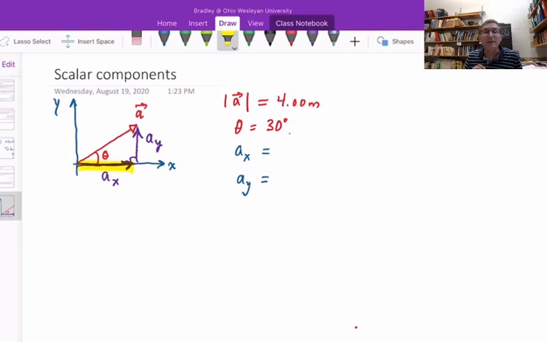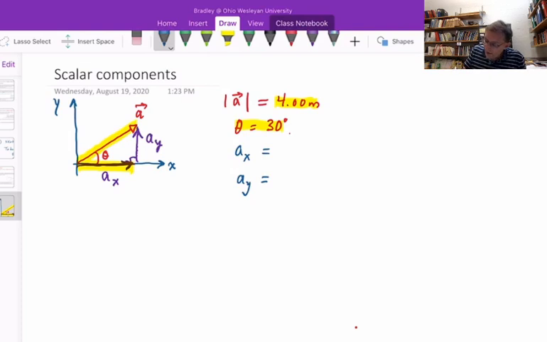What I want is that side right there. I want A sub x. Let's start with that, right? That side, notice, is adjacent to the angle theta. One of the things I know is the length of the hypotenuse, because that's the magnitude of the entire vector. That's 4 meters. I also know the angle theta, 30 degrees. So I know the length of the hypotenuse, the angle theta, and I want the length of the side adjacent to theta.